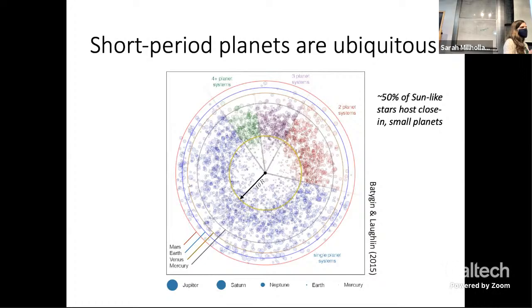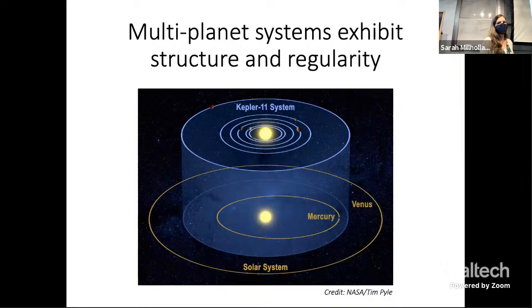And lastly, a relatively large fraction of these planets are found in systems with more than one transiting planet, as we can see by the collection in the top right here. So these systems of multiple transiting planets are primarily what I'm going to focus on today. These systems of multiple transiting planets exhibit a lot of interesting structure and regularity.